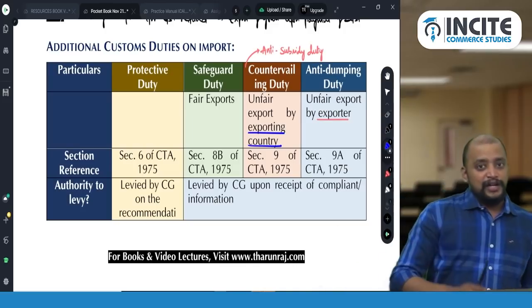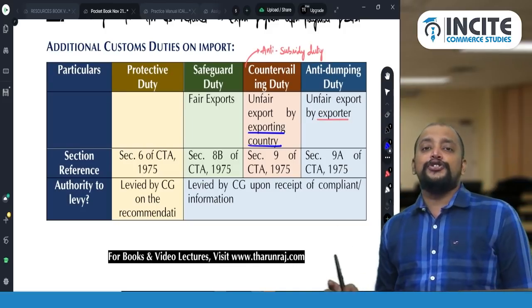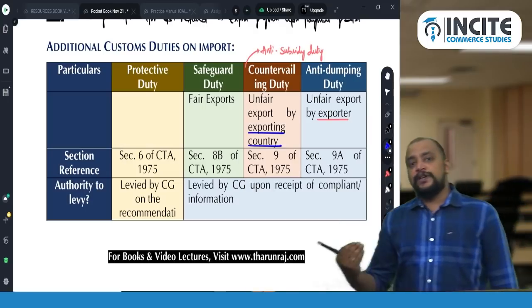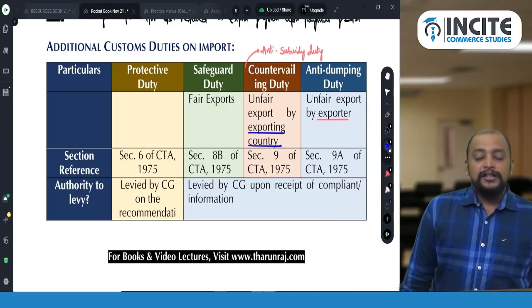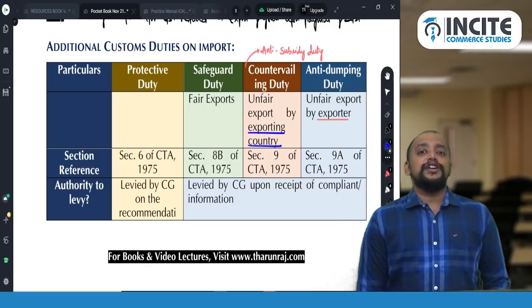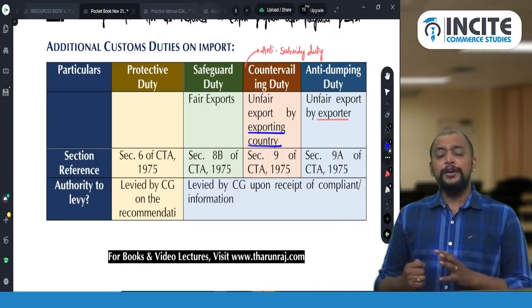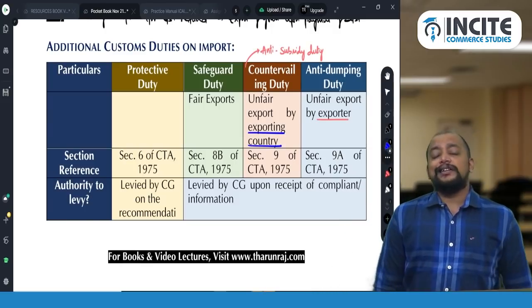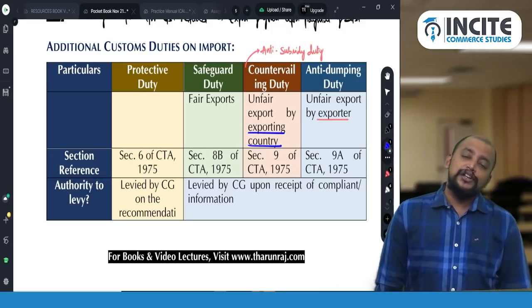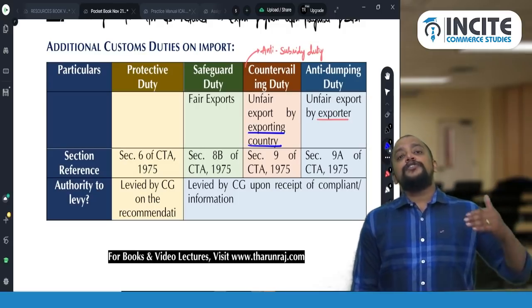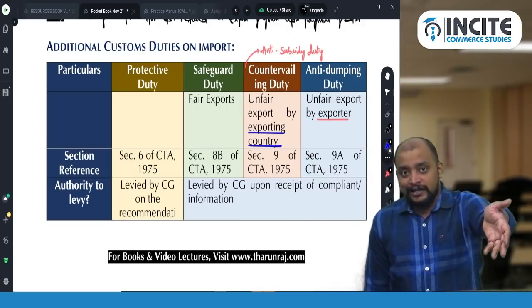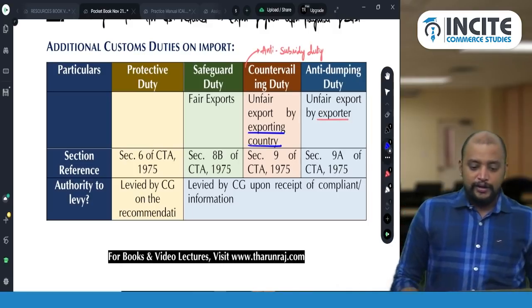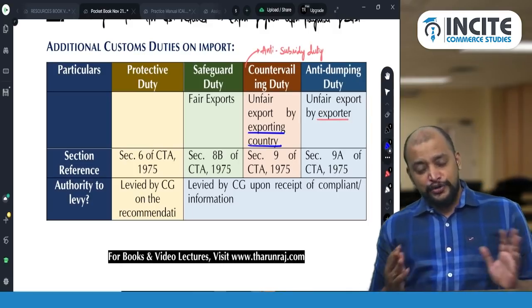See, countervailing, that is anti-subsidy duty, and anti-dumping duty, in both cases the product is being imported into India at a cheaper rate. So the reason differs. Anti-dumping duty is on account of the exporter's mistake that he is dumping, whereas anti-subsidy duty is on account of subsidy granted by the exporting country when they are exporting it to India. So in that case the anti-subsidy duty will come.